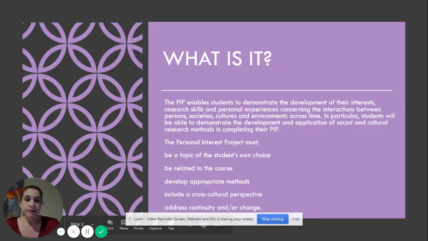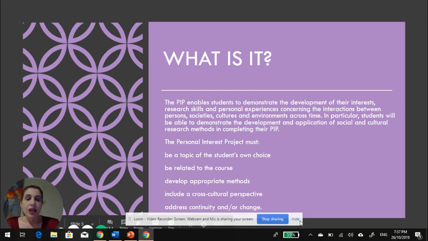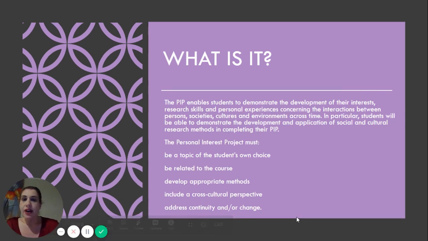So what is it? This is straight from the syllabus here. The PIP enables students to demonstrate the development of their interests, that's important, research skills, an intricate part of the project, and personal experiences, that's got to come through very strongly, concerning the interactions between persons, society, cultures, and environments across time. In particular, students will be able to demonstrate the development and application of social and cultural research methods in completing their PIP.